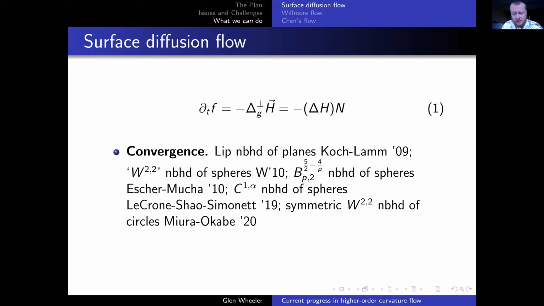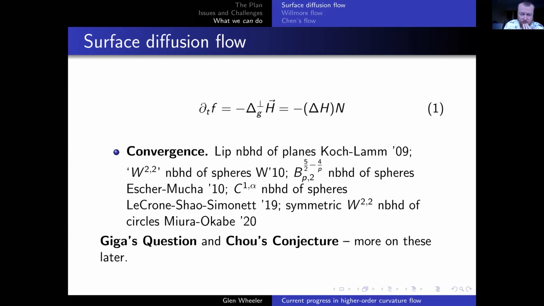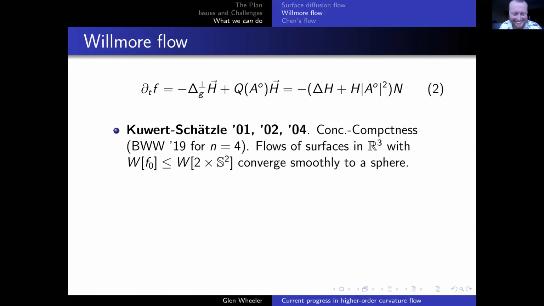And very recently, Miura and Okabe showed that, and this is the only result that holds, by the way, for immersions. It's truly an immersion result, which is really important. They showed that if you have an immersed curve with many leaves, then if you take a certain type of symmetric perturbation, it flows to a circle. And that's a very recent paper. I'm going to skip forward to Giga's question and Cho's conjecture. This is Kai-Seng Chou, because I'm out of time.